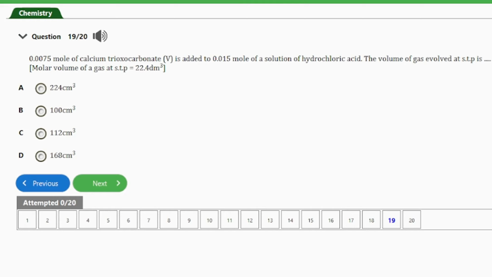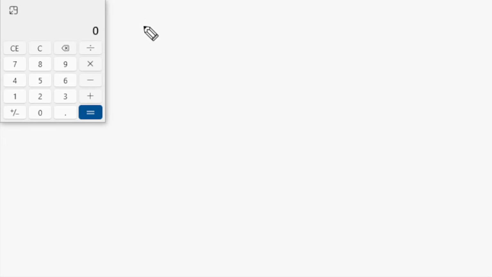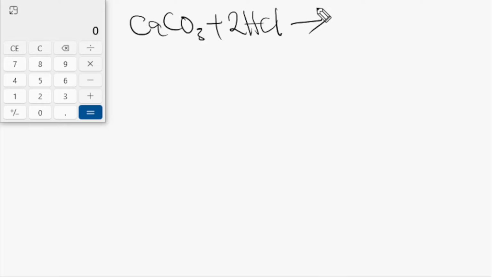So guys, for this we need to write an equation of the reaction. So let's zoom into our workspace here. So we are going to have, first of all, calcium trioxocarbonate 5 to react with hydrochloric acid here, and then this reaction will form calcium chloride plus water plus carbon dioxide.